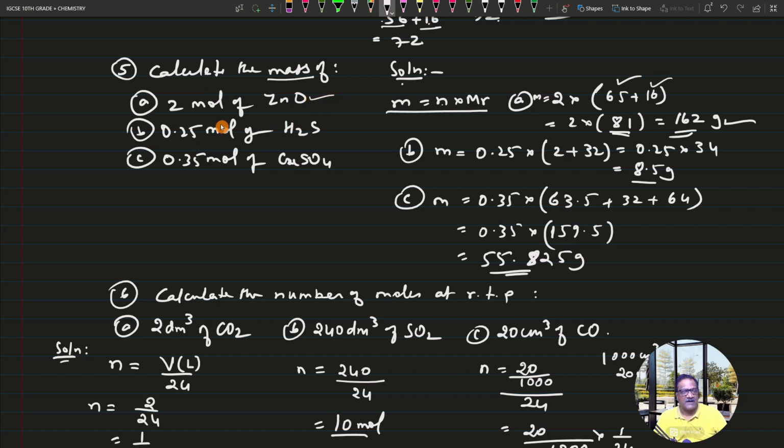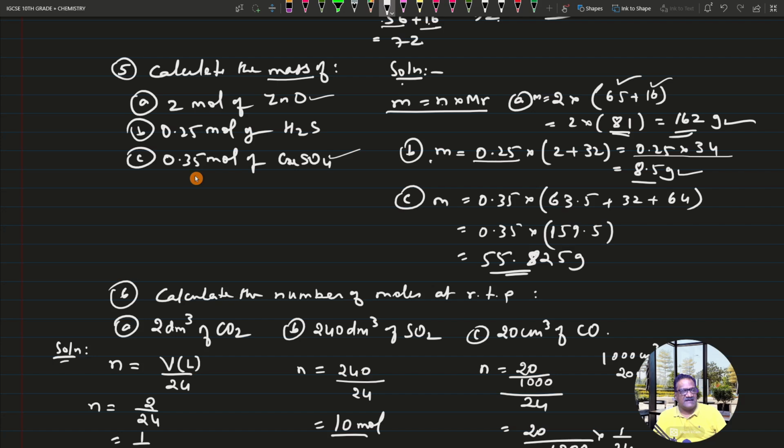Now what is the mass in gram of 0.25 mole of H2S? Okay, hydrogen sulfide. So again the formula M equals N multiplied by the Mr. So N is 0.25 multiplied by Mr. Mr for H2S will be, for H it will be 2 and for S it will be 32. So 32 plus 2 is 34. So 0.25 multiplied by 34 works out to 8.5 grams.